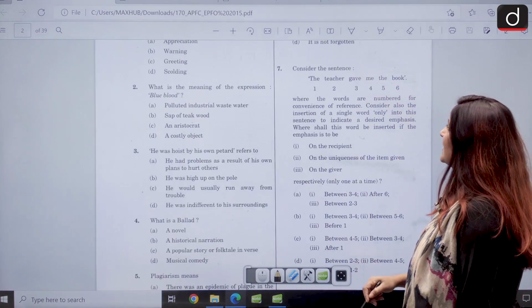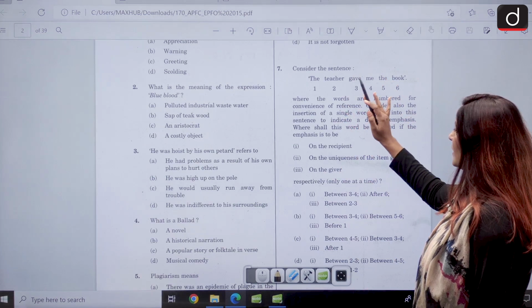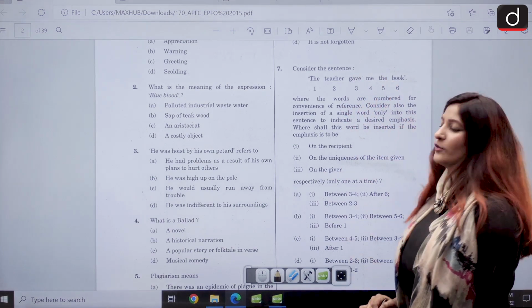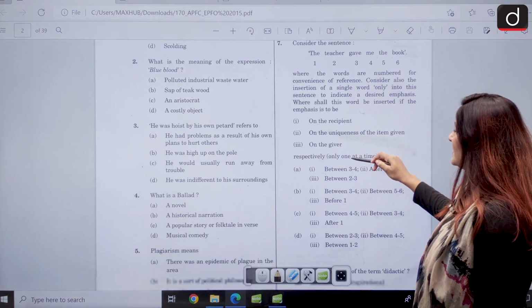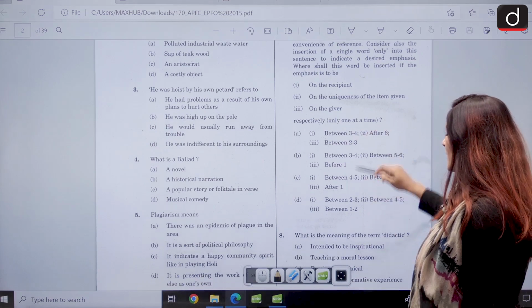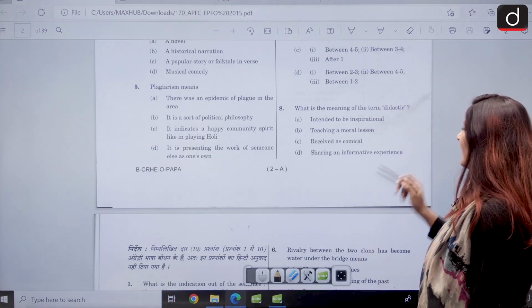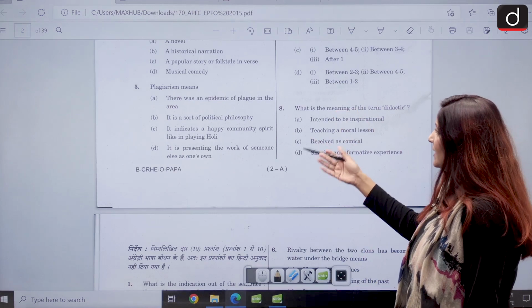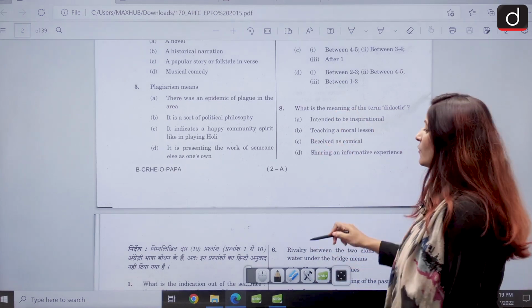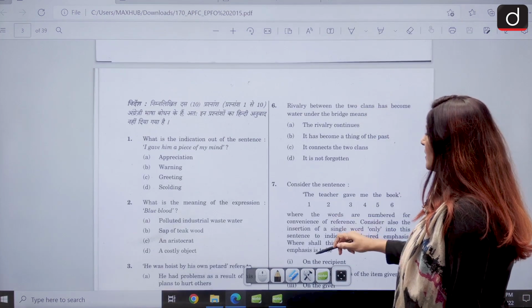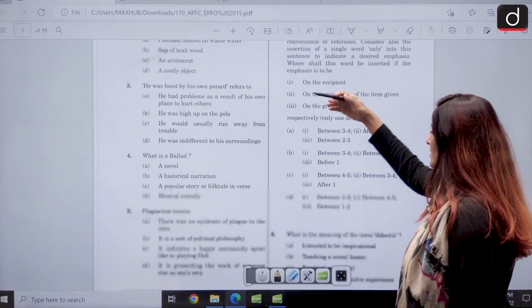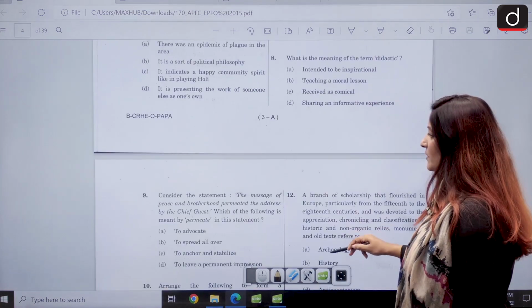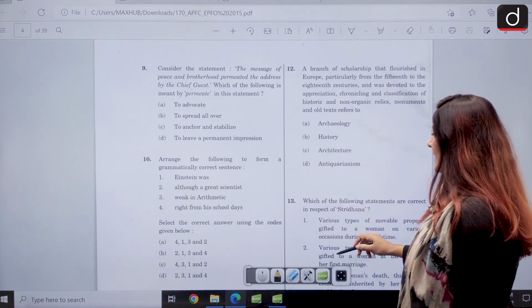Then sentences, we have to ensure the sentences are in correct order. So for that, orderly sentences are also given over here. Meaning of the term didactic. Okay, so these are the English language questions. Moving ahead towards the next set of questions, this is the same thing that has been repeated. Okay, so 9 and 10 like that only.